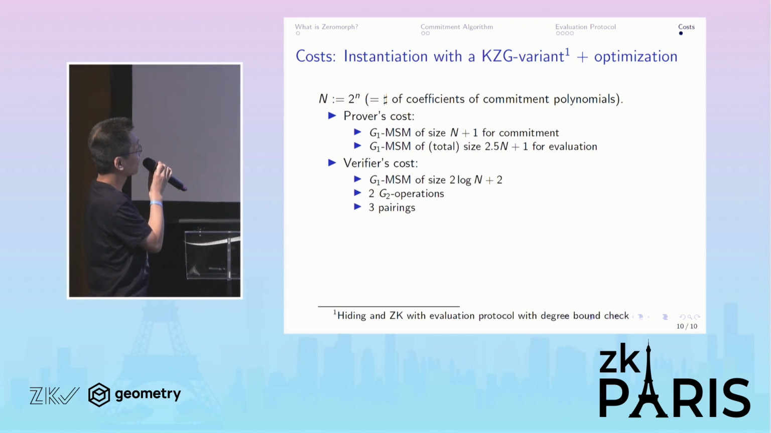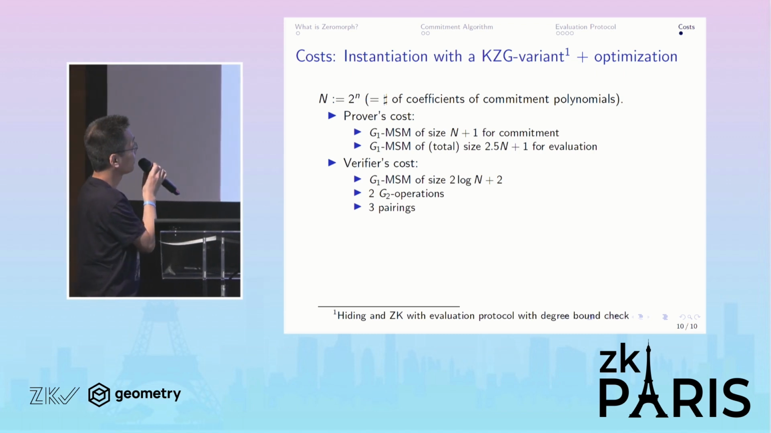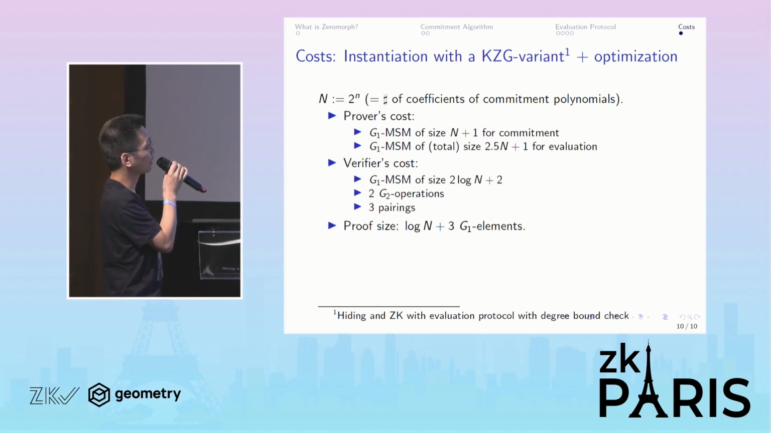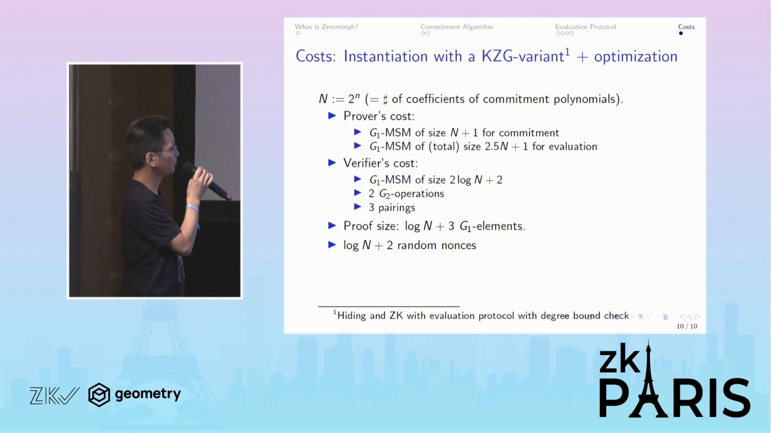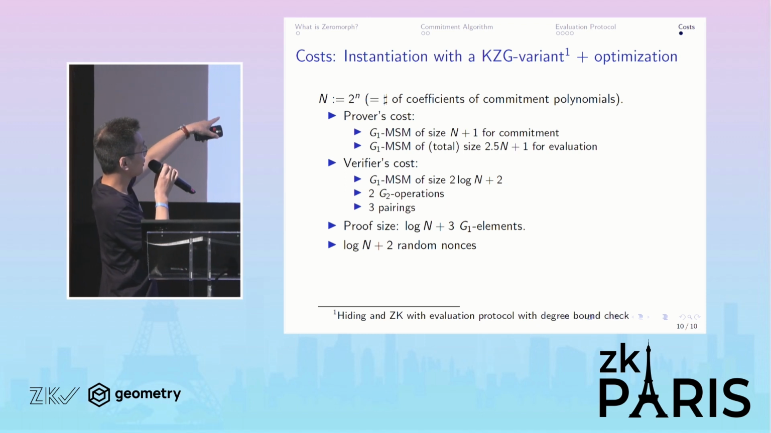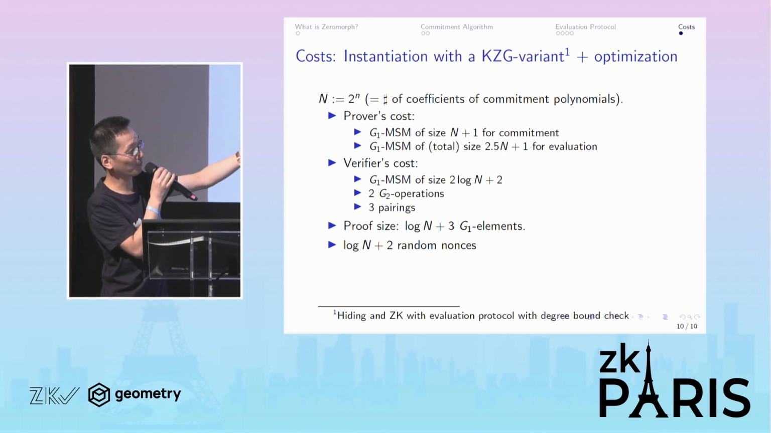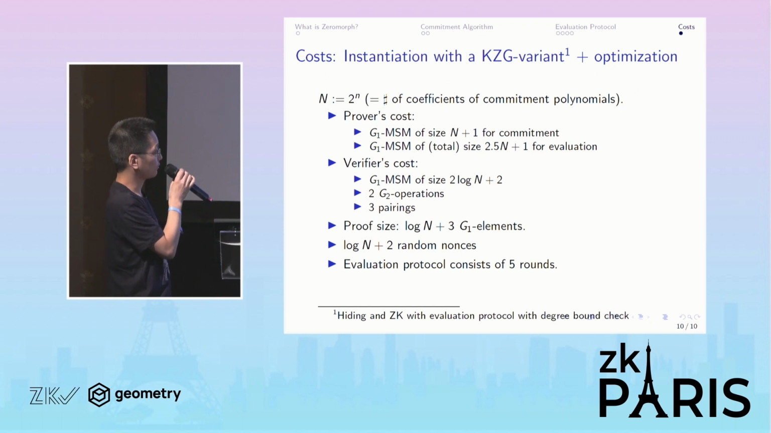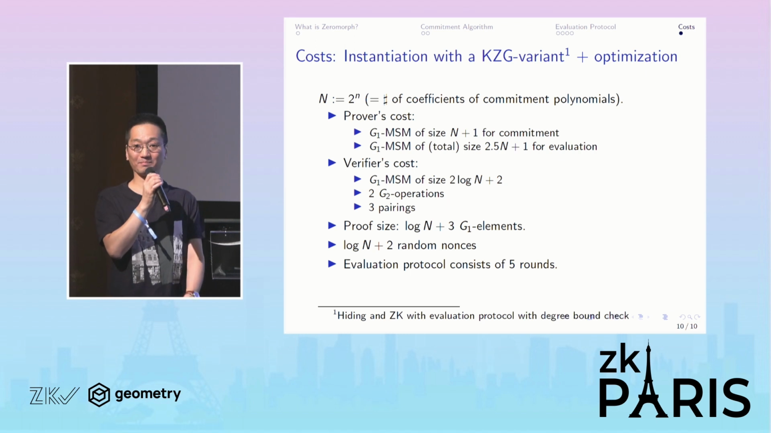And verifier cost is a G1 MSM of, again, total size 2 log n plus 2, and 2 G2 operations, 3 pairings. Proof size is logarithmic, and we use log n plus 2 random nonces. This is kind of optimal because in this instantiation, log n plus 2 is exactly the number of independent transcript elements that the prover produces. And finally, the evaluation protocol is constant round, 5 rounds. That's it. Thank you.